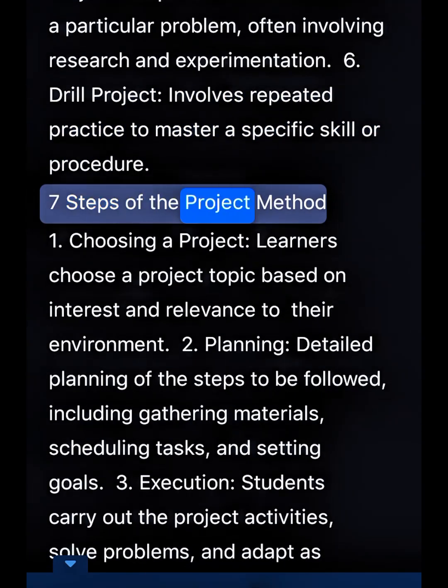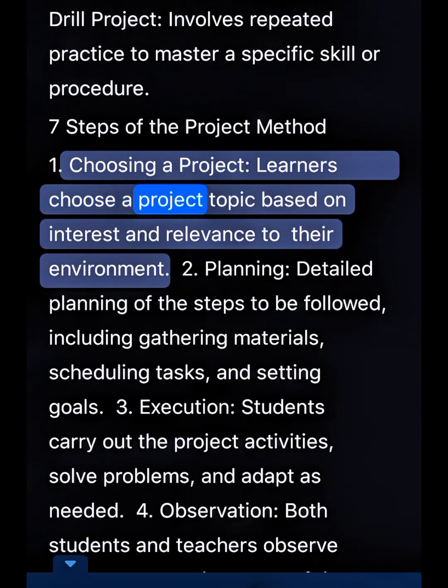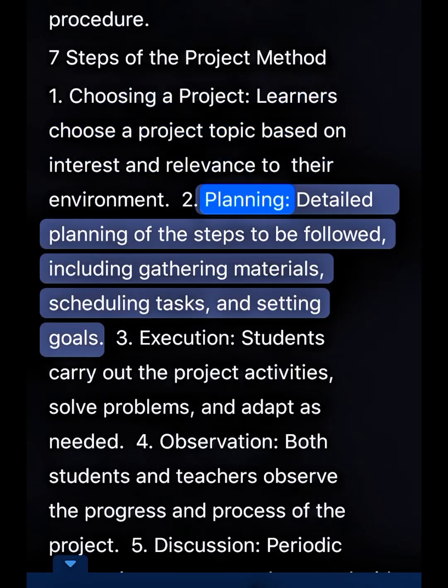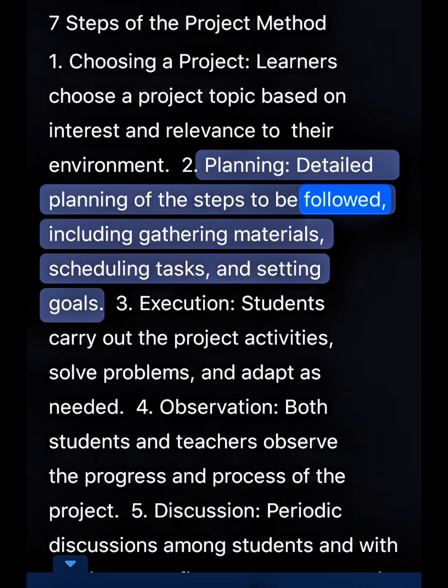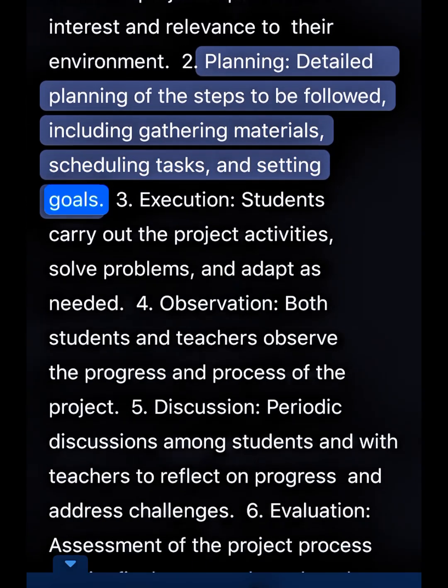7 steps of the project method. 1. Choosing a project. Learners choose a project topic based on interest and relevance to their environment. 2. Planning. Detailed planning of the steps to be followed, including gathering materials, scheduling tasks, and setting goals.